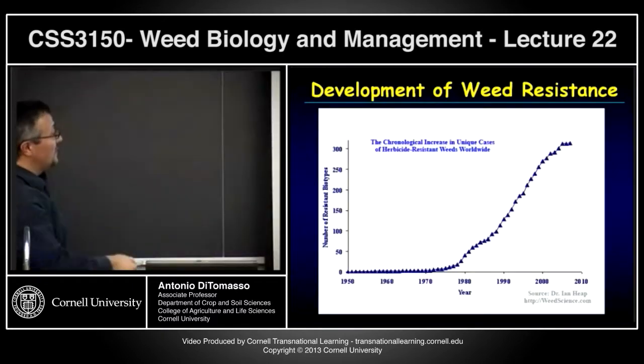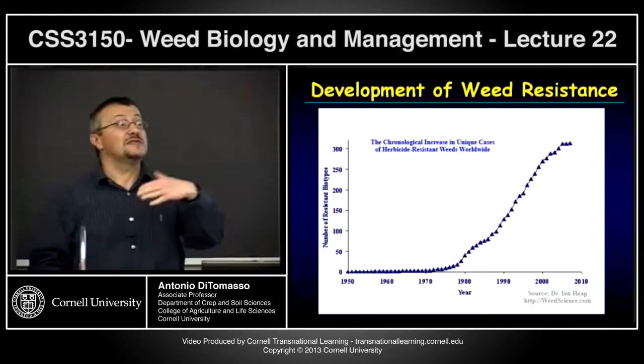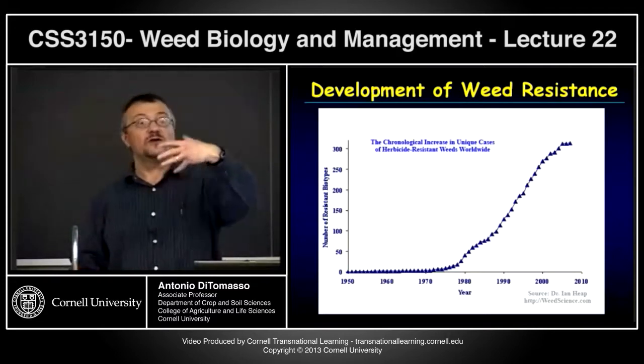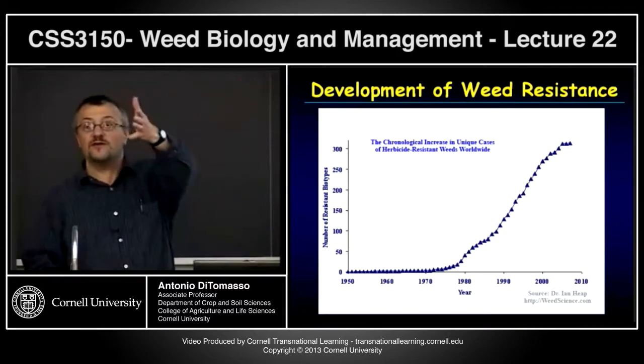But look at the development of the number of resistant biotypes. This does not mean resistant species. This is the biotypes. You could have ragweed that's resistant, where we have 3 biotypes resistant to 3 different herbicides.